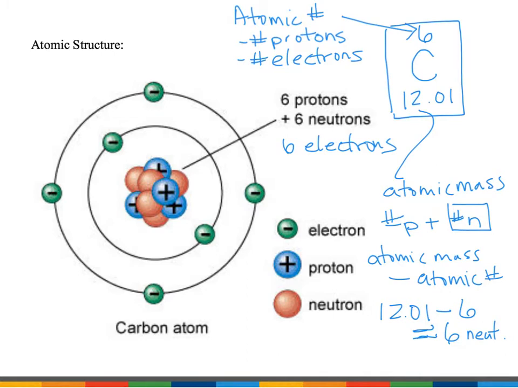So the periodic table gives us lots of information on the element just in the box. The number above the symbol is the atomic number. It tells you how many protons and electrons the atom has. The atomic mass indicates how heavy the atom is, and it is a combination of the number of protons and the number of neutrons. So if you take the atomic mass and subtract the atomic number, you're going to get the number of neutrons that the atom holds.